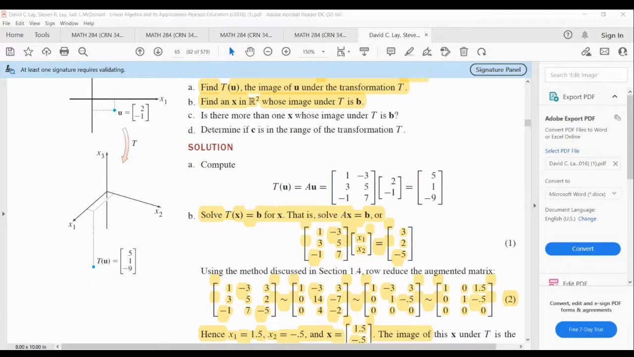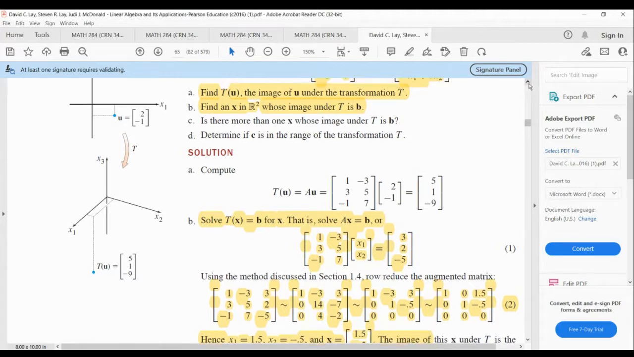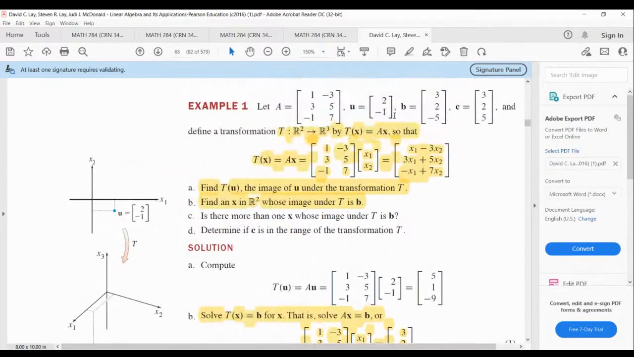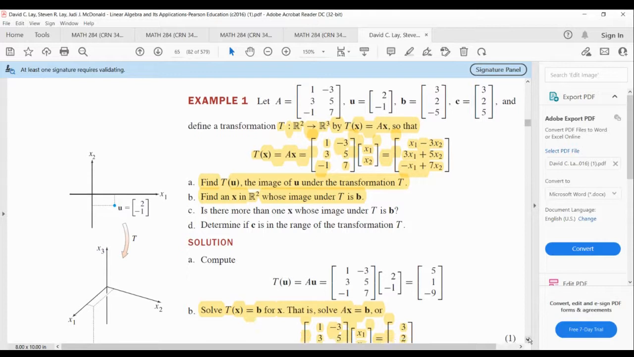Let me see here. I think there's a question. 3, 2, -5, Mikhail, it comes from the example. In the example above, they give you vectors u, b, and c. So 3, 2, -5. Now everybody can follow along in their ebook here. This is in your ebook also. So do follow along in the ebook. Have that open.